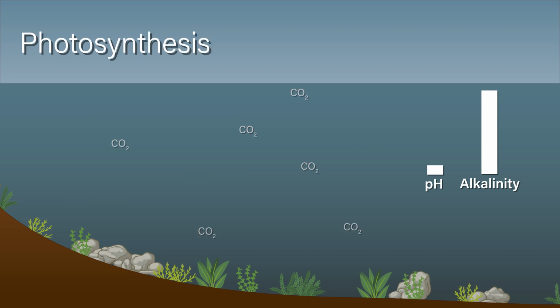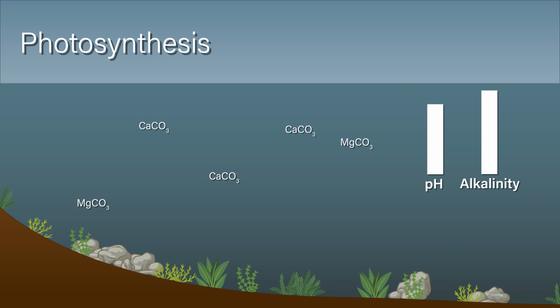Conversely, photosynthesis removes carbon dioxide from the system, increasing the pH. When the pH is increased, more of the dissolved inorganic carbon is available in the form of carbonate, which may bond with other ions in the water and precipitate out. This removes carbonate from the buffering system, therein lowering the total alkalinity of the water.